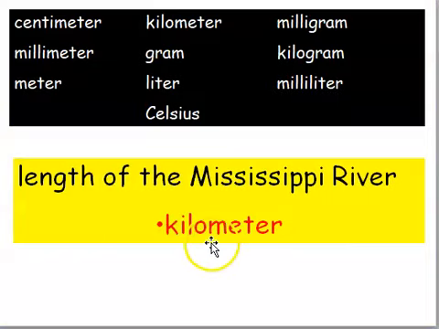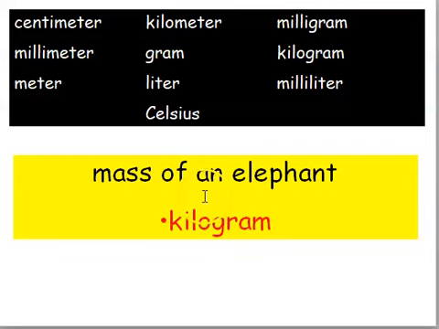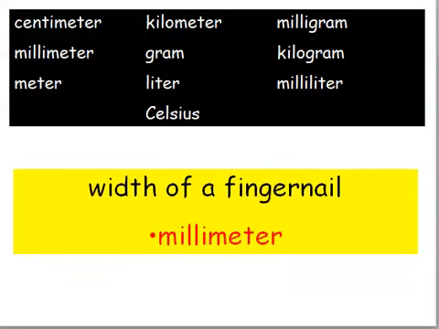Okay, so if you're measuring different things, let's go through and talk about some of these. So if you wanted to measure the length of a river like the Mississippi, you'd probably measure it in kilometers. Okay, if you're going to measure the mass of a paperclip, milligrams or possibly grams would be appropriate. If you're going to measure the mass of an elephant, we would use kilograms. The width of a fingernail, millimeters, maybe centimeters.